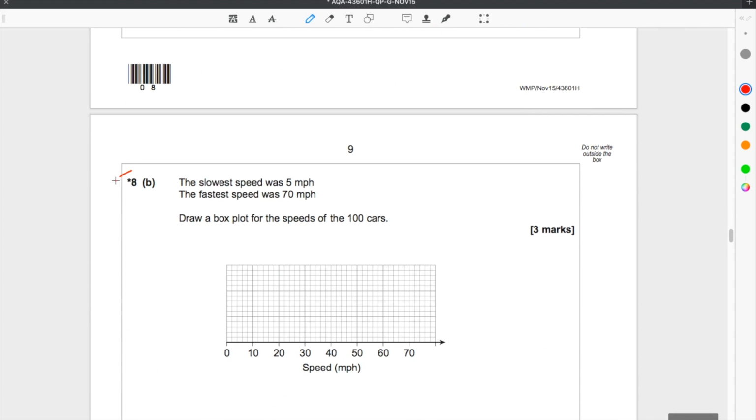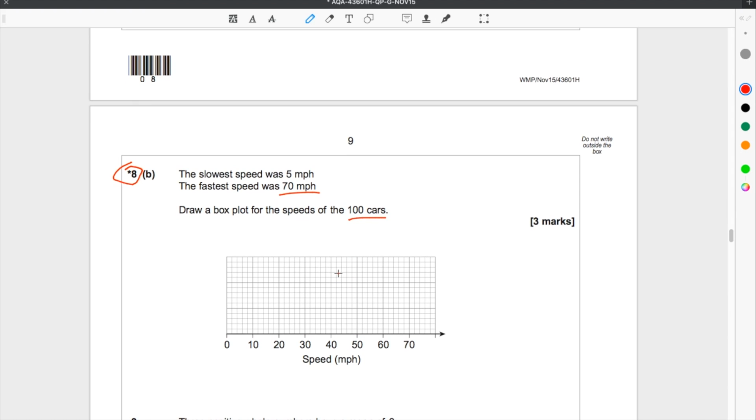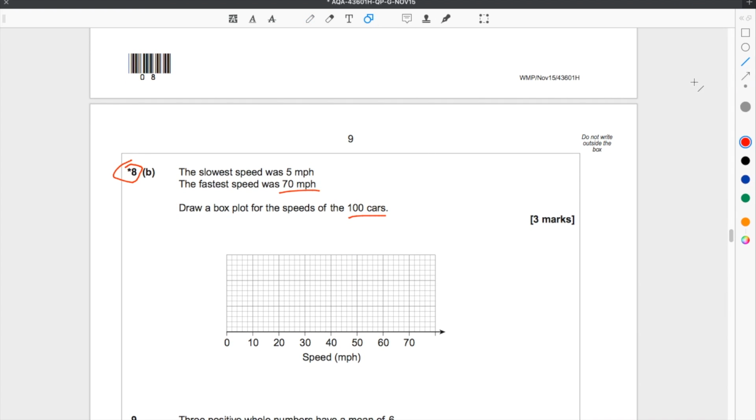Part B is another quality of written communication question. The slowest speed was 5 miles an hour and the fastest speed was 70 miles per hour. Draw a box plot for the speeds of the 100 cars. So take note of what I'm doing here, because this is a question that comes up very commonly in exam papers, and box plots are drawn out in the same way each time.